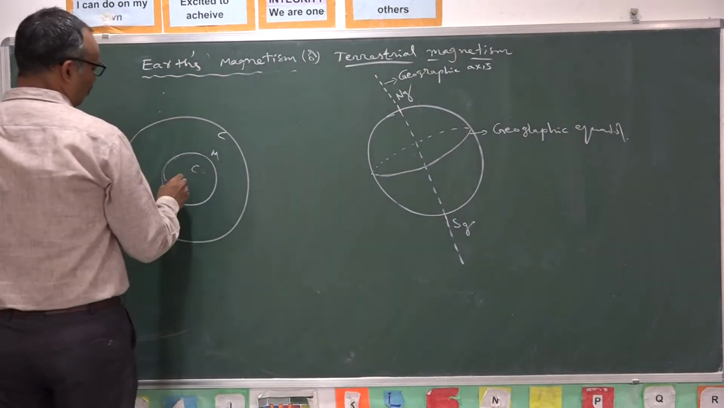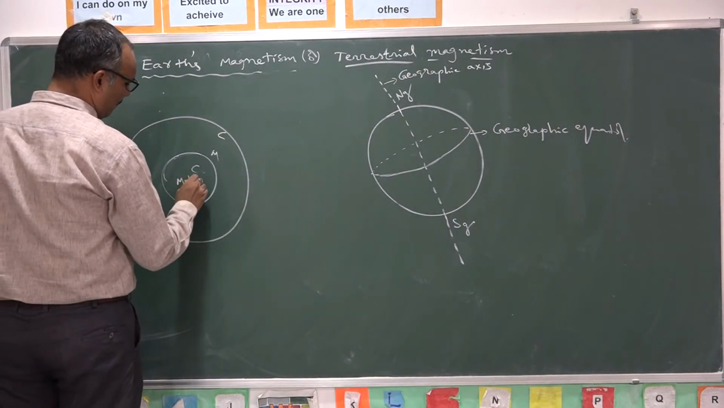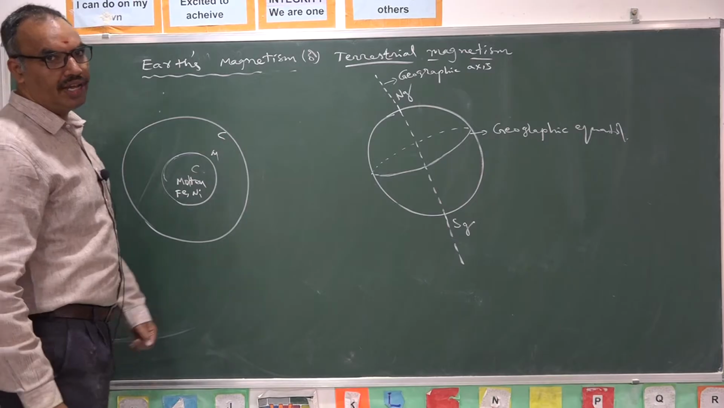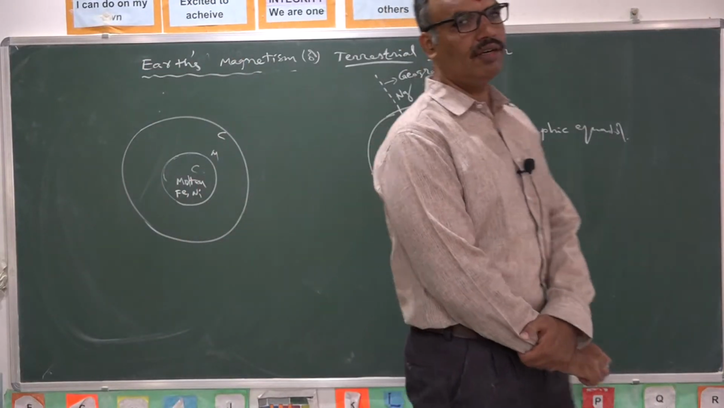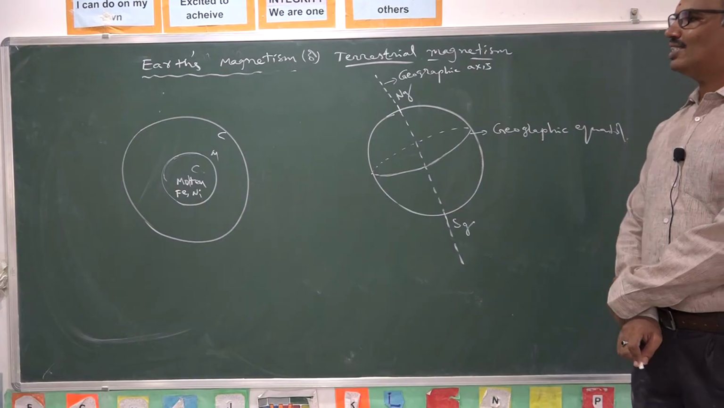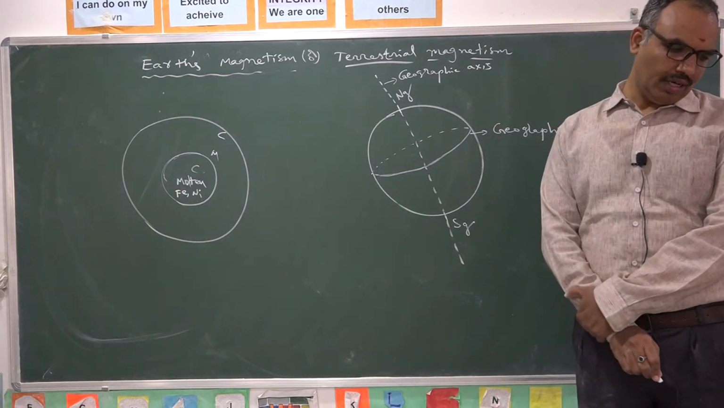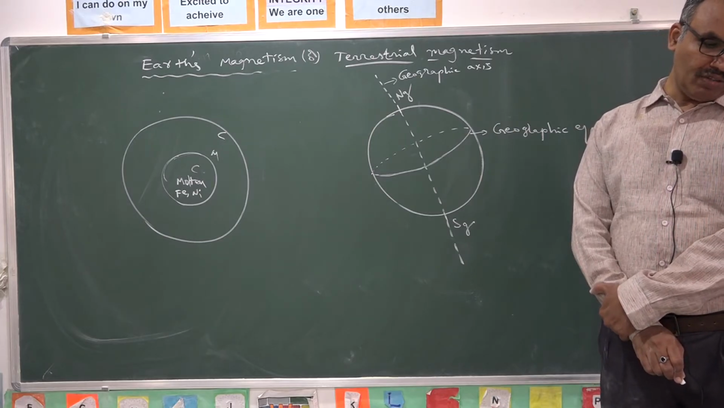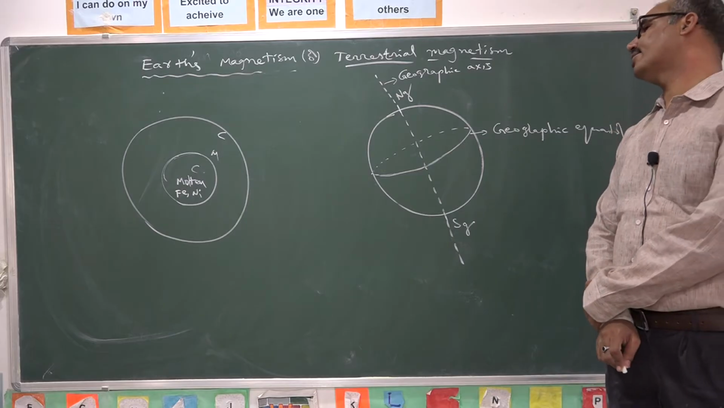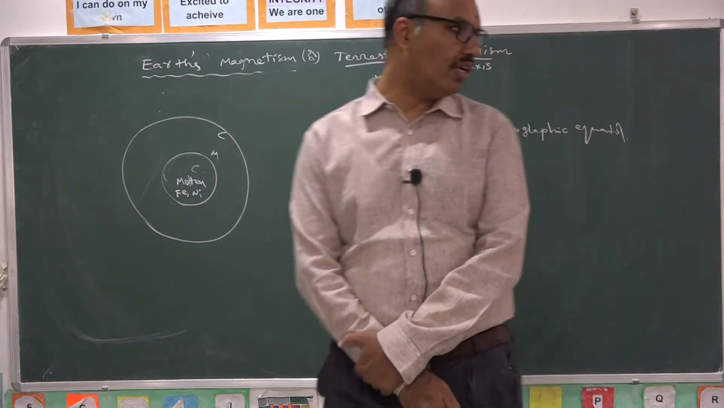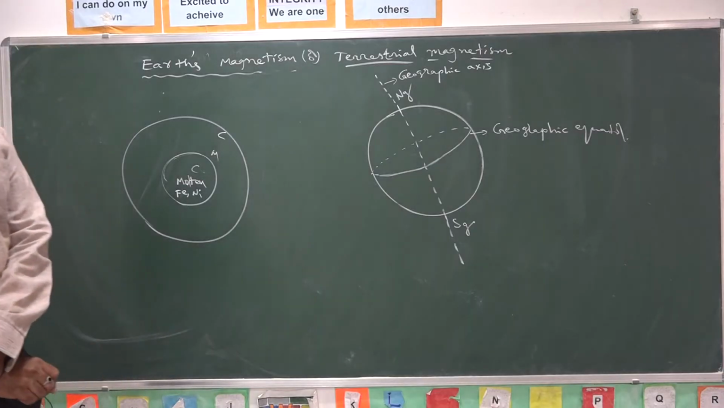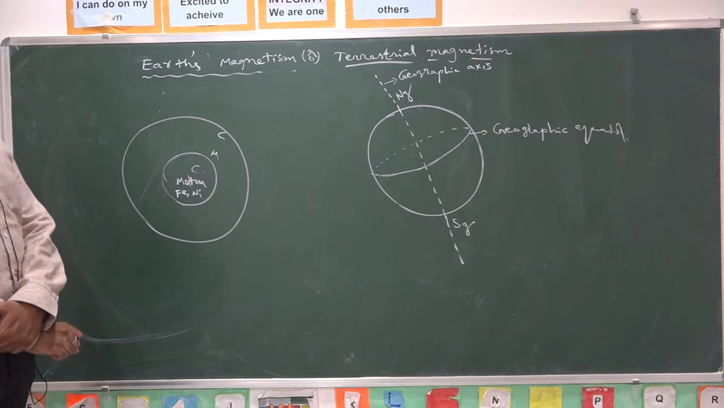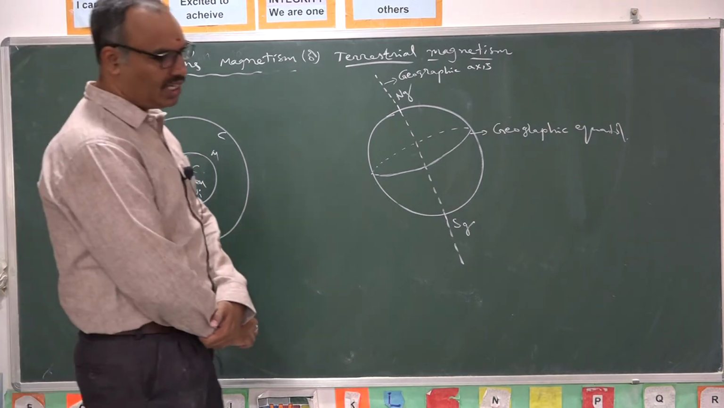So in this molten core, you will have molten iron and nickel. As Earth is rotating, that inner core, which is in the molten state consisting of iron and nickel, is also getting rotated. So it gives a dynamo-like effect and causes magnetism to the Earth. So these are the three theories describing the reason for magnetism.